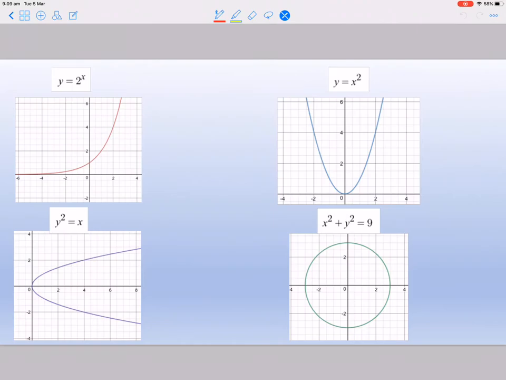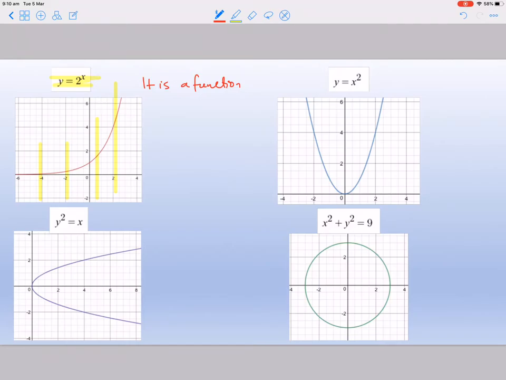Okay, so I've got 4 relations here. 2 of them are functions. We can categorize them in 4 different ways. I'm just going to get my vertical line, and I'm going to use my highlighter. Can you see that? This first one, which is an exponential, passes the vertical line test. So it's a function, and we can write that it is a function. That's the test to see if it's a function or not.